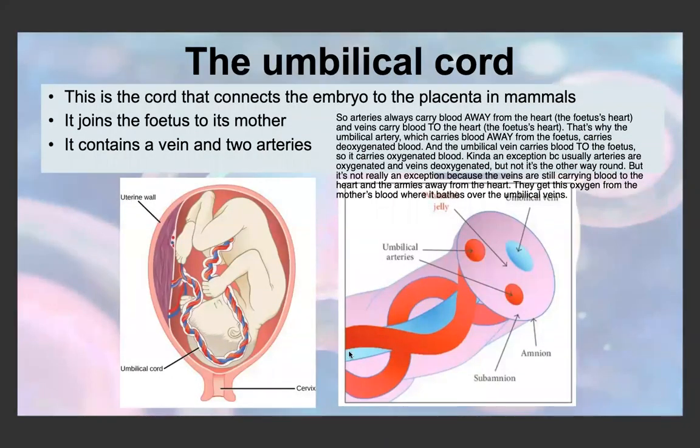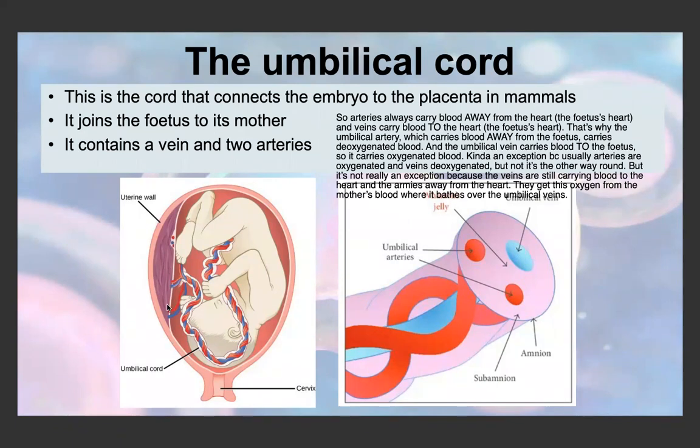So then if we look at the umbilical cord, we can see that this here is the placenta, with the outer part being the uterine wall, here being the main part of the placenta, and this is the umbilical cord. This is the cord that connects the embryo to the placenta in mammals, so it joins the fetus to its mother, and it contains 1 vein and 2 arteries.